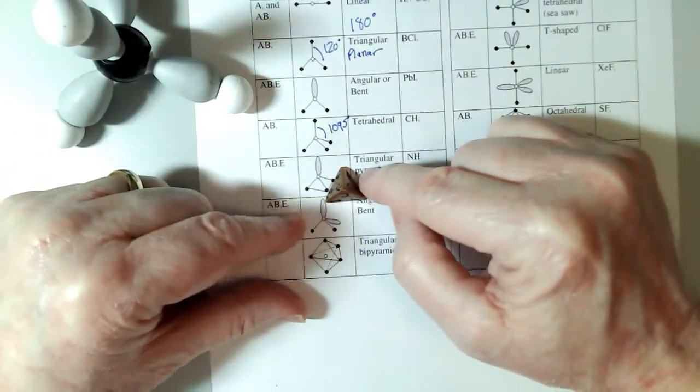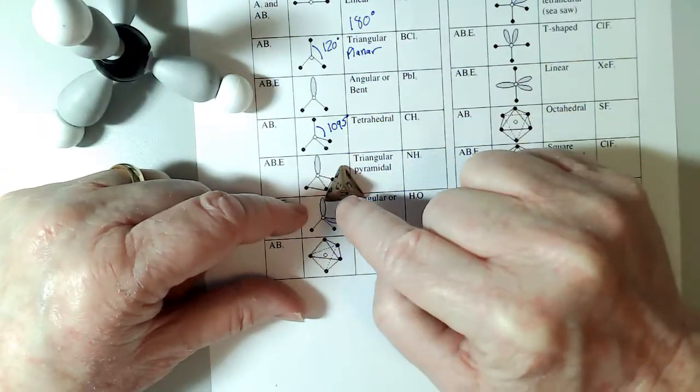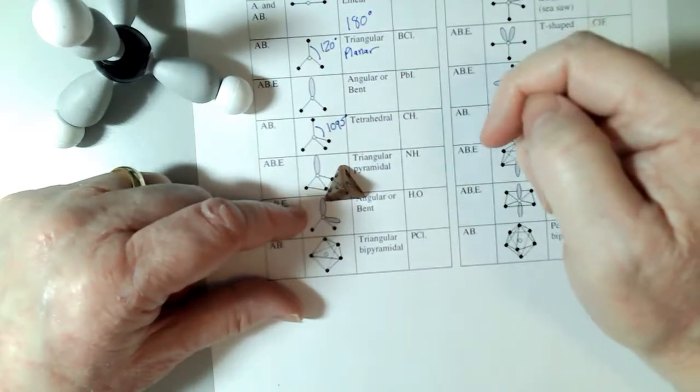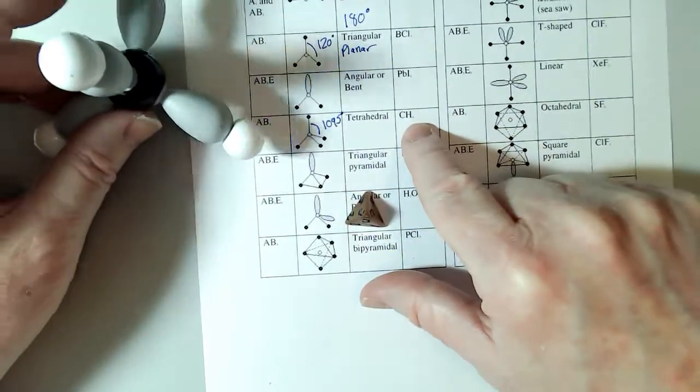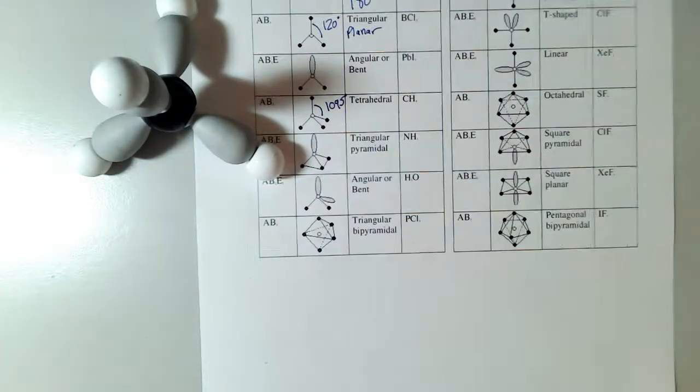And I see the same thing here. One there, one there, one there, and a face that's down on the bottom. Okay, so that is a tetrahedron or a tetrahedral molecule. CH4 is a really good example of that.